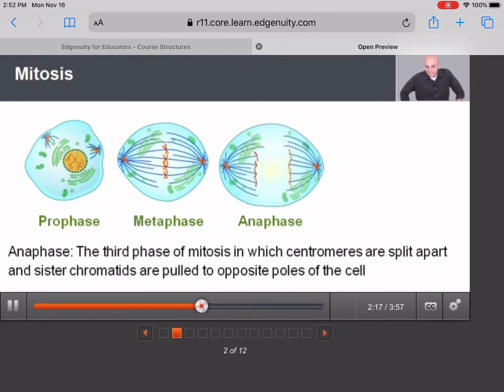The next phase is anaphase, the third phase of mitosis, where the centromeres are now split apart and the sister chromatids are now pulled to opposite poles of the cell. The chromatids contain the same information about the cell that is dividing.